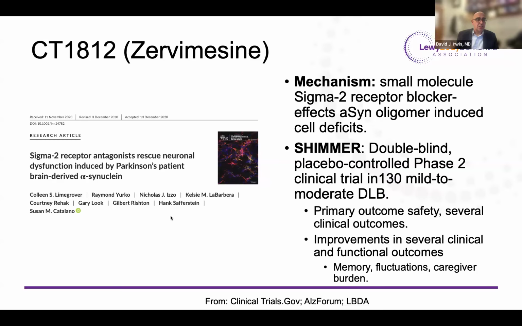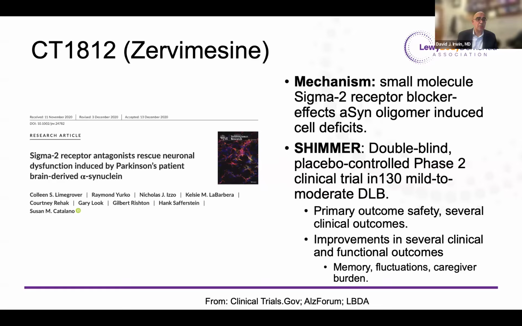A different drug called CT1812. This is a drug that is a small molecule, meaning it's a small compound with a specific function to block a receptor in the brain. And it's highlighted in this paper here that the receptor interacts with aggregations, or oligomers, what we call it, of alpha-synuclein in cell models. So by blocking this receptor, it helps reduce the damage from Lewy bodies.